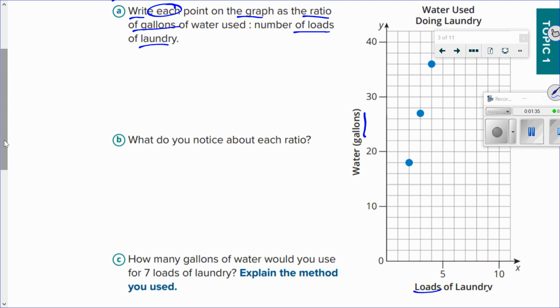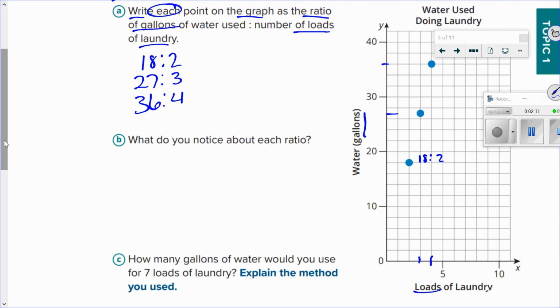So they've only given us 3 points. Our first one here is at 18 and 2. Our second point, we go up here, so that's halfway between 26 and 28. That makes it 27 and 3. And then the fourth one they gave us is 32, 4, 6. And comes down at 4. So what do you notice about each ratio?